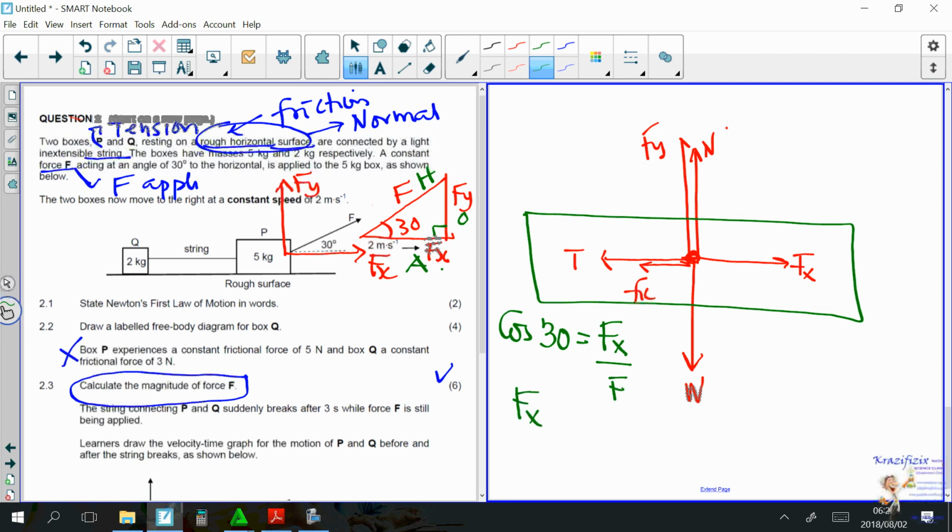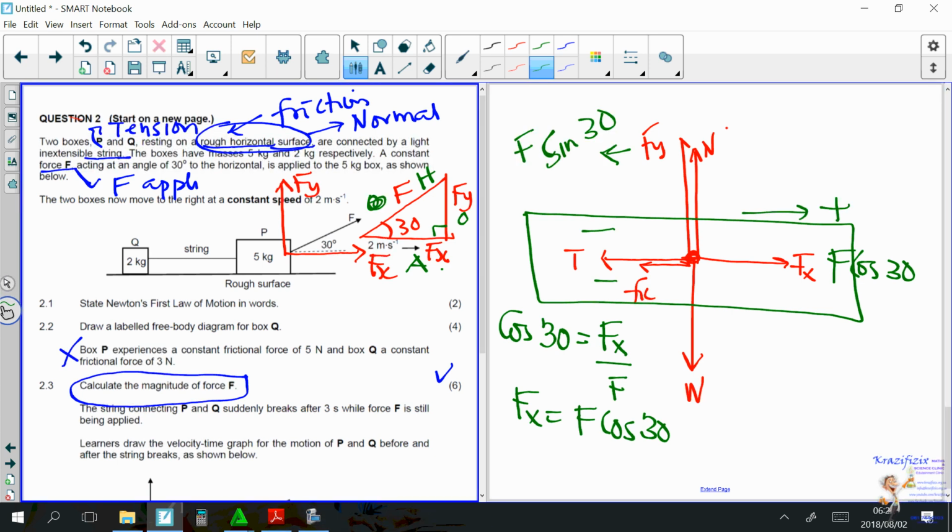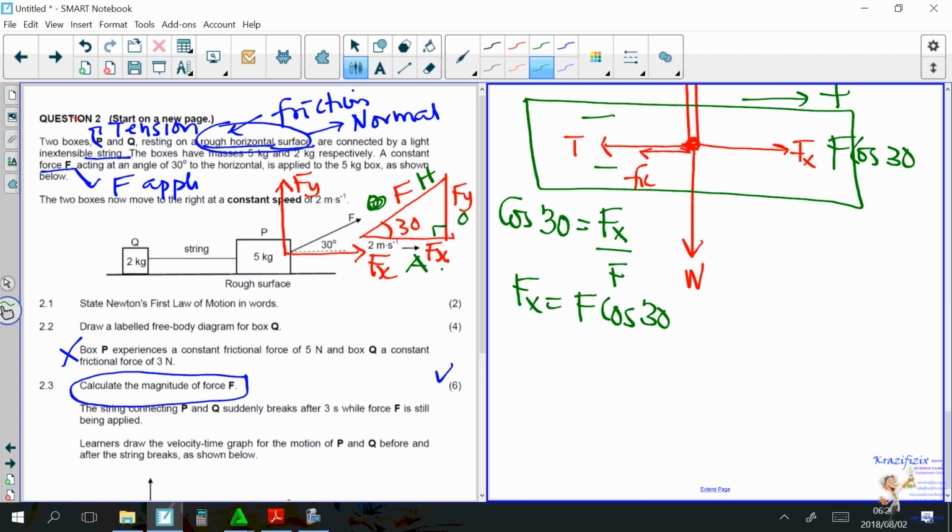Cross multiplied. Fx now equals what? F cos 30. So this is my F cos 30. Again, it is moving to the right, so this is what? Positive. These two are going to be negative. All right, so let's now work. My Fy would be F sine 30. Again, if you use your trig ratio here, sine 30. Okay, so let's go on. I hope you got that. Please rewind that over and over again till you are able to calculate that.